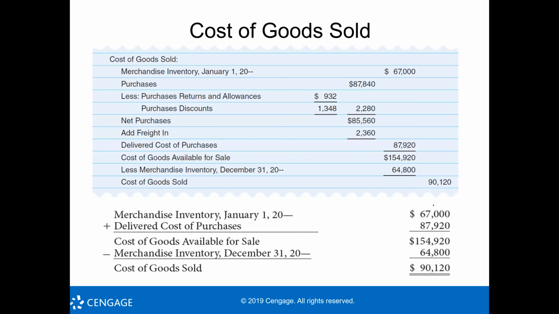Okay, cost of goods sold. Here's that formula for cost of goods sold. We looked at this on the income statement, but it's showing it to us here again. Remember, we're taking beginning inventory plus the delivered cost of purchases, and that gives us cost of goods available for sale. And then we're going to subtract ending inventory, what we didn't sell, to then get cost of goods sold.